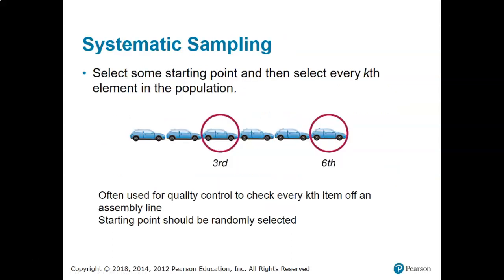Another type of sampling besides random and simple random sampling is systematic sampling. With systematic sampling, we're going to select every kth element in the population. A lot of times on assembly lines where you're checking for quality control, they're going to take every maybe 10th or 50th item off an assembly line and check that to make sure it's holding up to the quality that they expect. So anytime you're taking any kth element of the population, that's called systematic sampling. Your starting point should be random as well, so you shouldn't necessarily start with car number 1. You should randomly select the one that you're going to start with and then select every kth one after that.